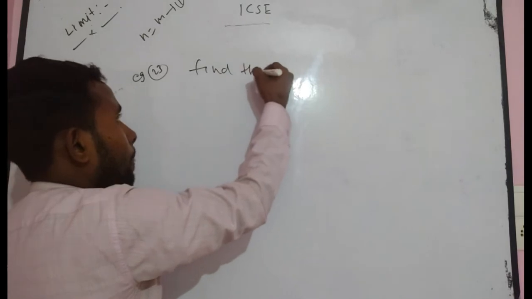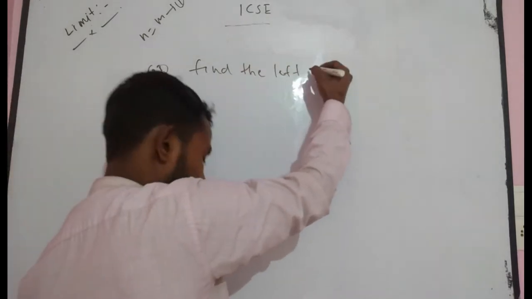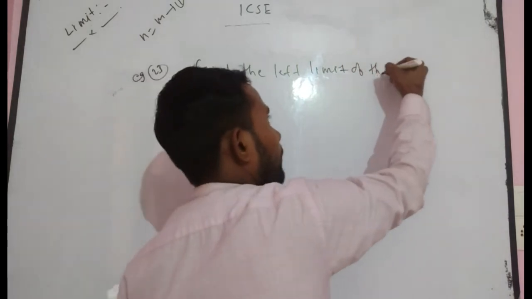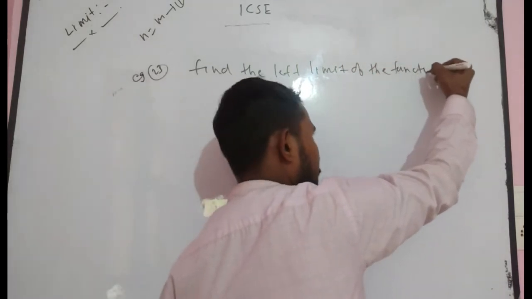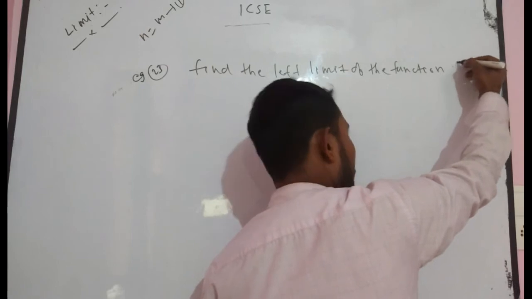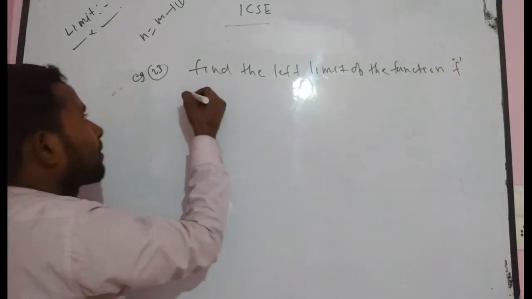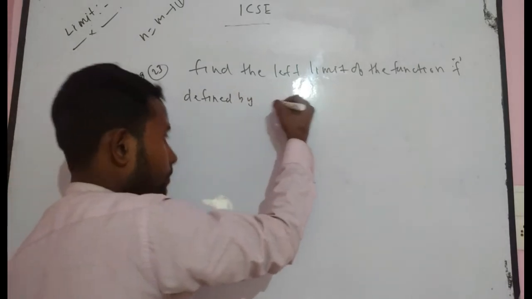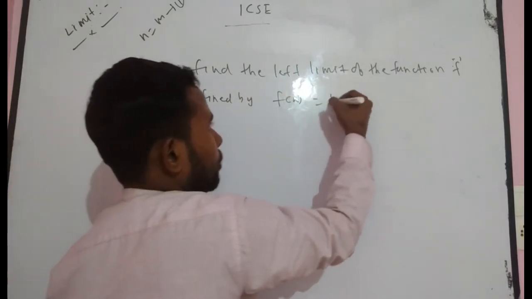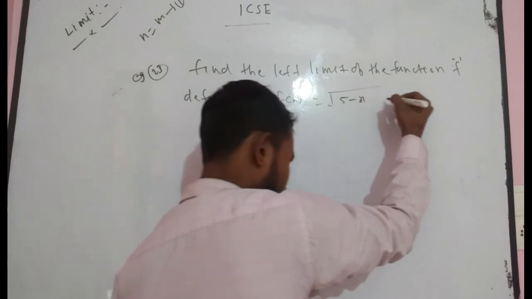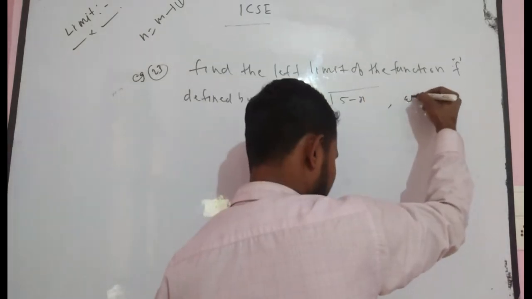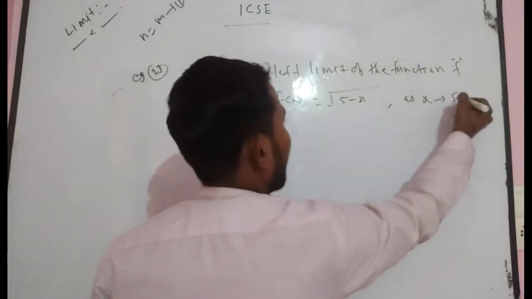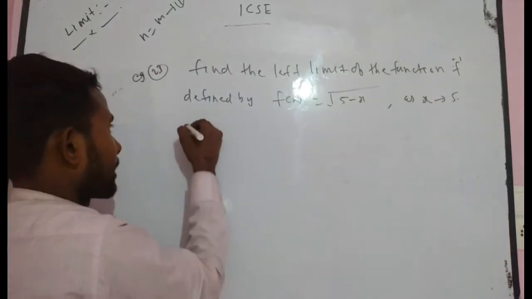Find the left limit of the function f defined by f(x) is equal to root under 5 minus x as x tends to 5, and there is also an additional matter in this question.